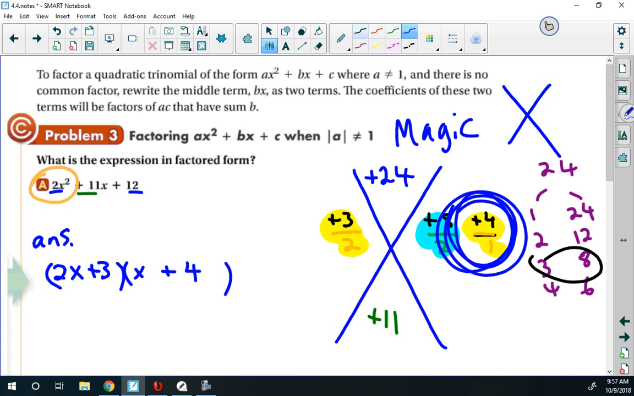What do you think? The question is, where's the 2x come from? This 2x plus 3 comes from this. The denominator ends up being the coefficient.